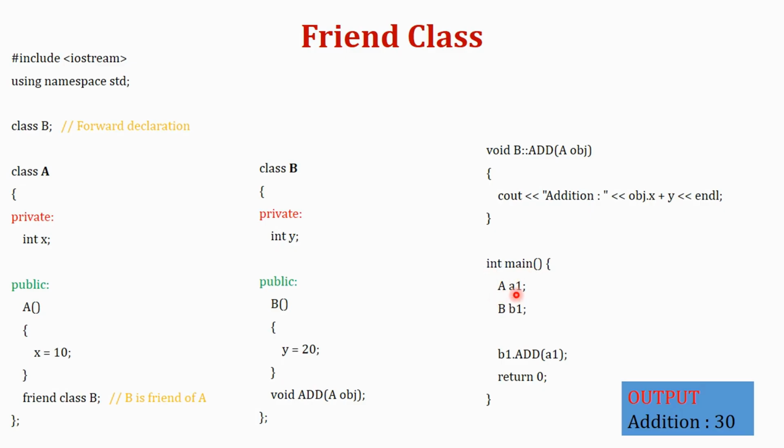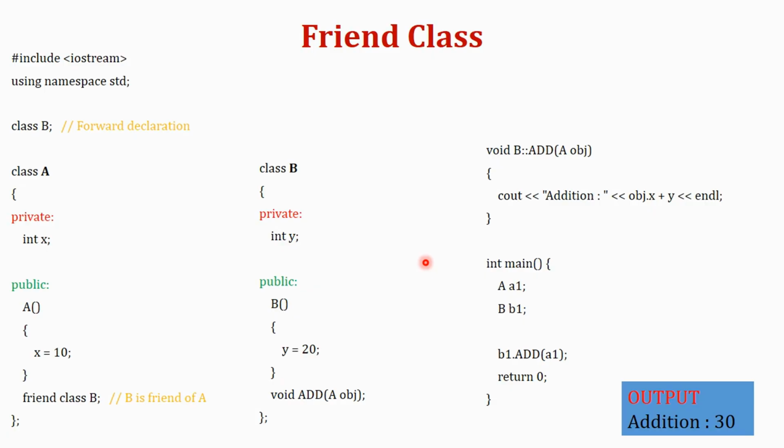In the main program, objects are created from the classes. For example, A1 is an object created from class A, and B1 is another object created from class B. With the help of the B1 object, we are going to invoke the method add. Again, the A1 object is passed as a parameter. Automatically the control comes here and invokes this function. Then we access the private member of class A and the local member Y, do the operations, and finally the result is displayed here.